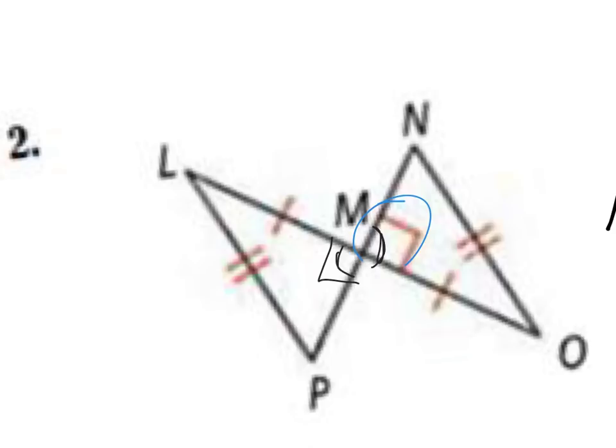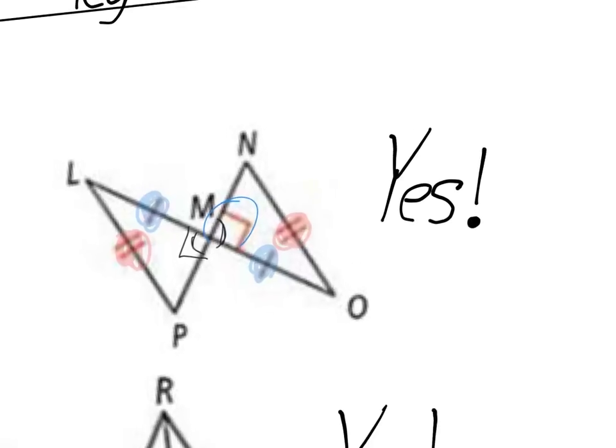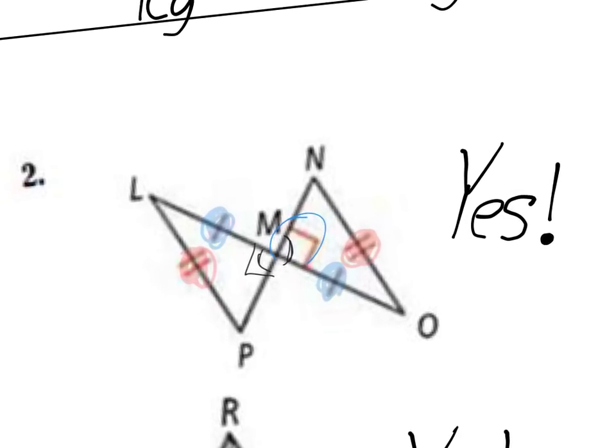It's the one directly across from the 90-degree angle. That has two dashes. This one also has two dashes. I'm picking a leg, doesn't matter which. This one has one dash. This one also has one dash. So that tells me that I have a hypotenuse and a leg that are congruent. So yes, they are congruent to each other.